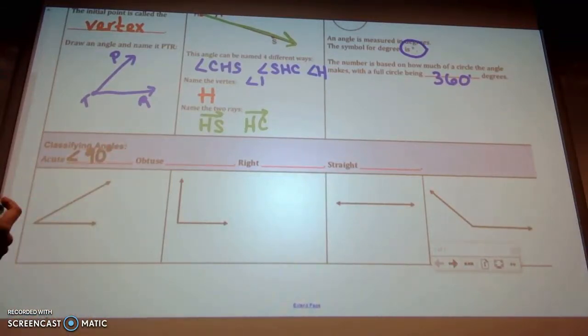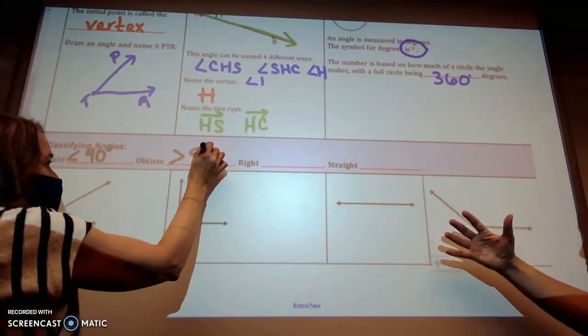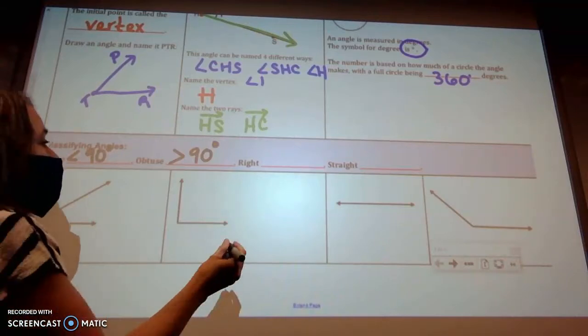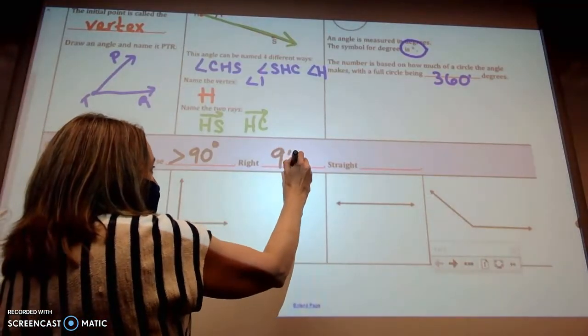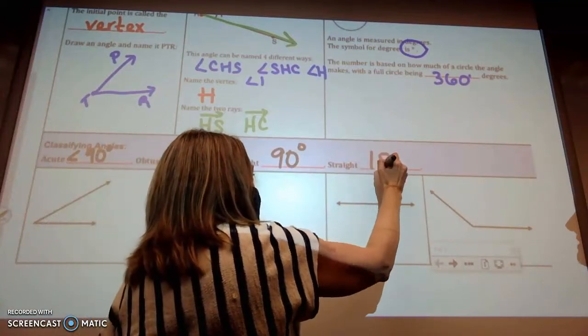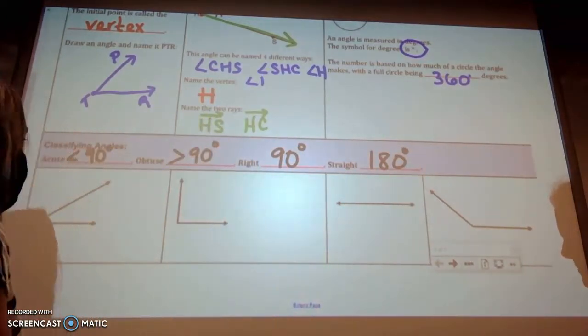90 degrees. Now, an obtuse angle is greater than 90 degrees because it's obtuse. It's big. And a right angle is exactly 90 degrees. And a straight angle is 180 degrees. Exactly. Okay, so now we get to name some of these.